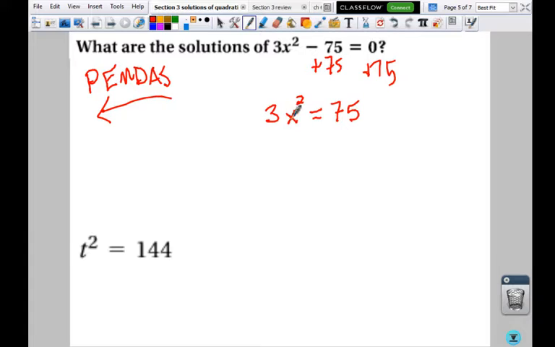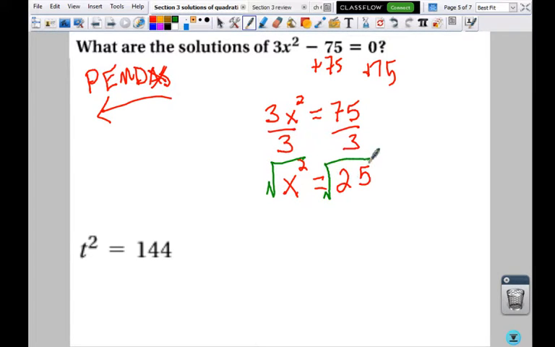Now I've got to get rid of either the 3 or the squared. And because I'm doing PEMDAS backwards, there's no more add or subtract, right? That means next I'm doing multiply and divide, which means I've got to get rid of the times 3 next, by doing the opposite, which is divide by 3. You get x squared equals 25. And then I have to get rid of the squared by doing the opposite, which is a square root. I'm going to take the square root on both sides.